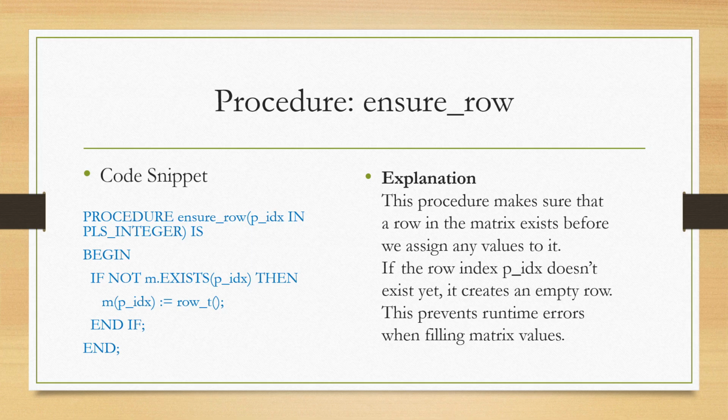Then the next is the procedure. On the left side, it shows the procedure code snippet. So the procedure makes sure a row in the matrix exists before we assign any values to it, to avoid the duplicates. Because the random will pick any random prime number from the given array. So to avoid storing the same number again and again, we have to use this procedure to make sure that the number already exists in a result array.